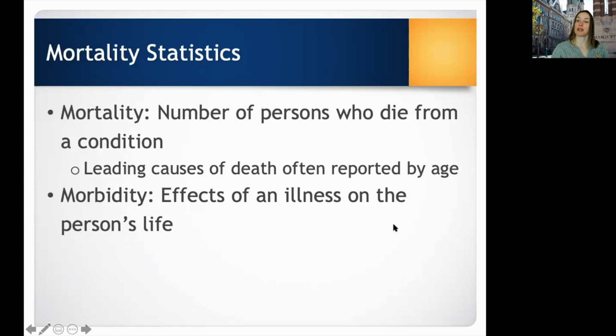Now, morbidity is the effects of an illness on a person's life. So maybe they have to have dialysis or they get other complications. They have disability as a result. So mortality and morbidity are often used hand in hand, but mortality is related to the people who die, and morbidity are the people who have some kind of effect on their life.